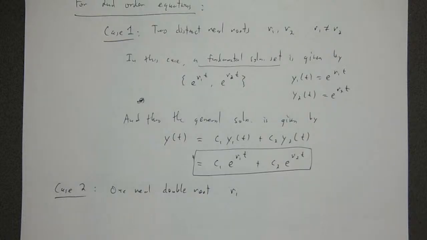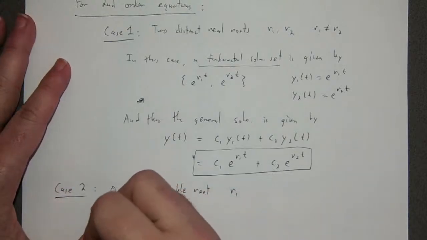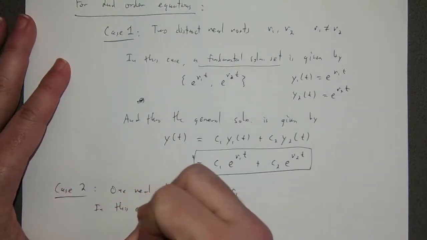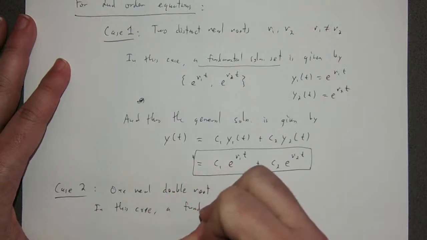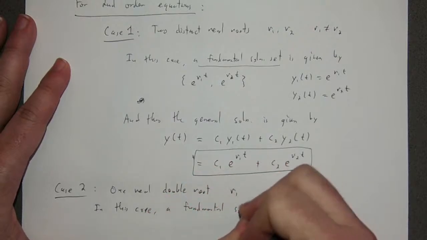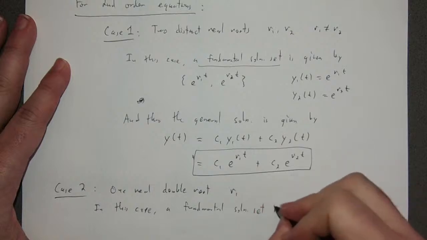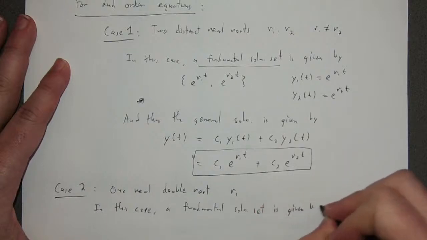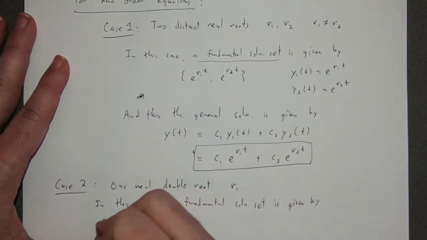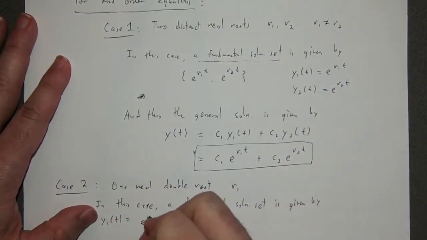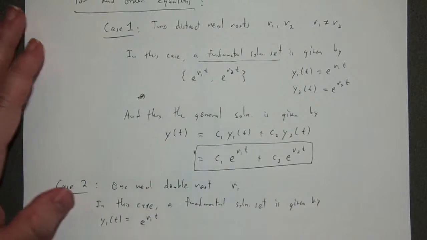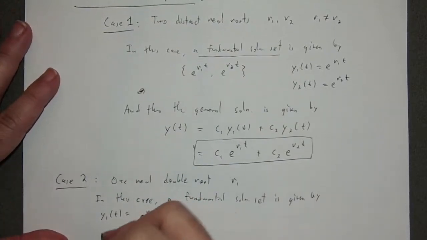I'll revisit that example that I did yesterday here in a second. In this case, a fundamental solution set is given by y1 of t is equal to e to the r1 of t, so just like up here. But now we saw what happened yesterday.